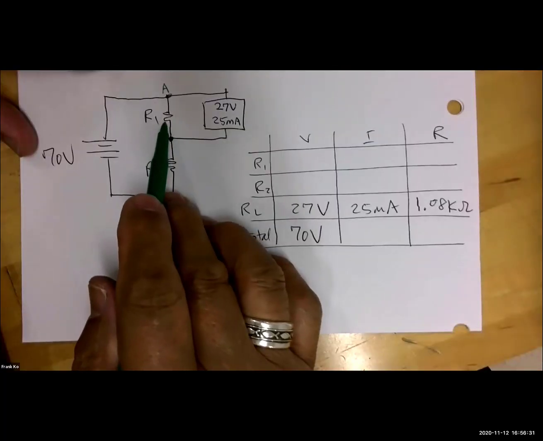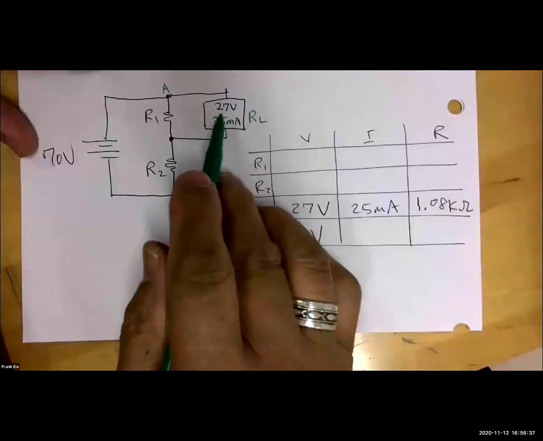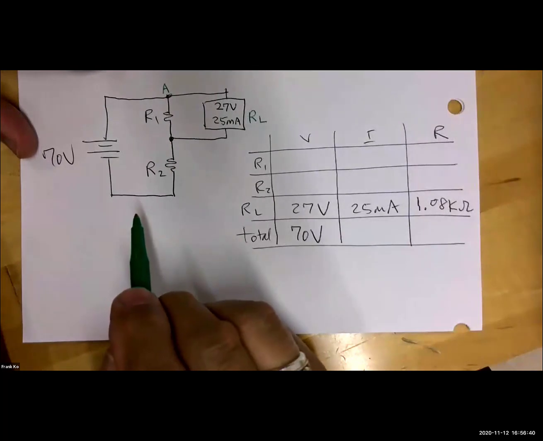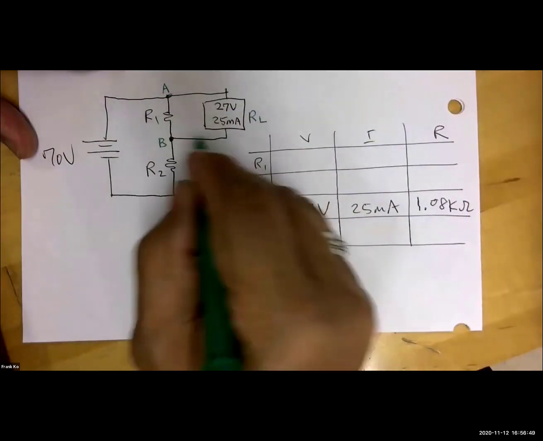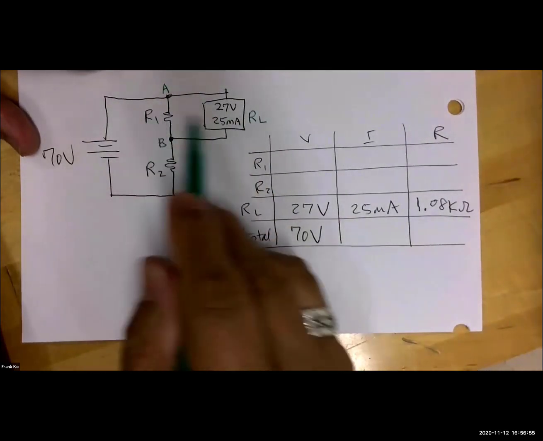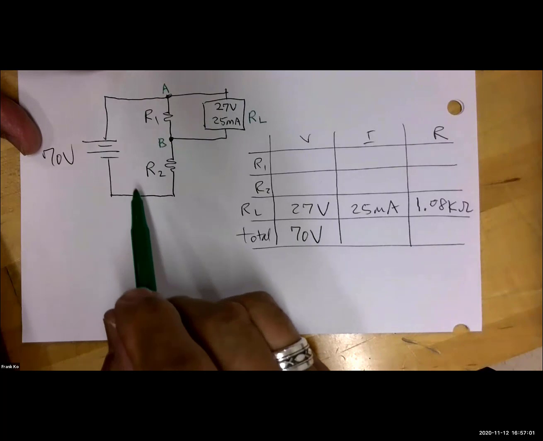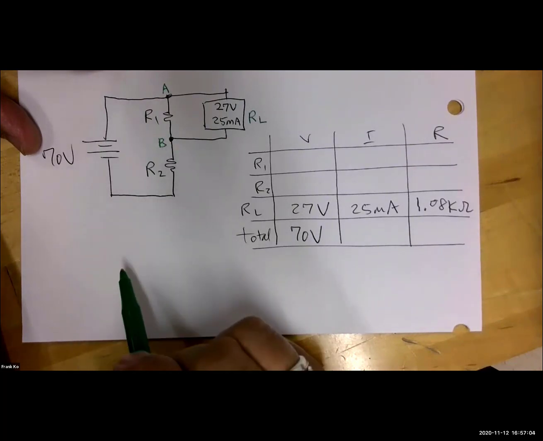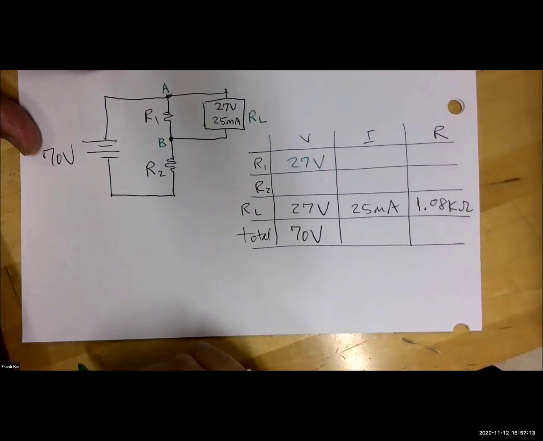Okay, so you're saying that R1 and this load resistor, because this will be an RL, are in parallel to each other. Yes, because the wire at the top of these devices is connected to point A, and the wire at the bottom is connected to a different common point. So as they're in parallel, voltage is the same across branches of a parallel circuit. So how much voltage across R1? 27 volts. So we write 27 volts right here. Okay, very good. Step by step, that's good.